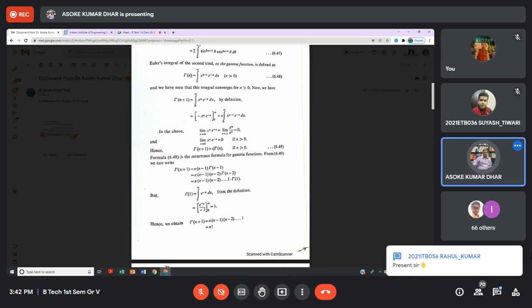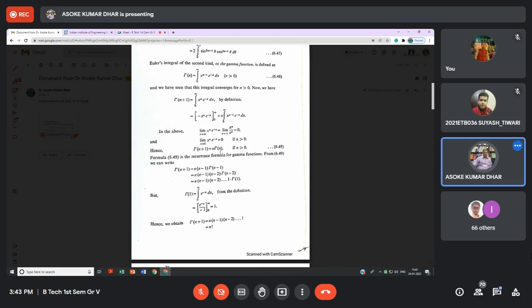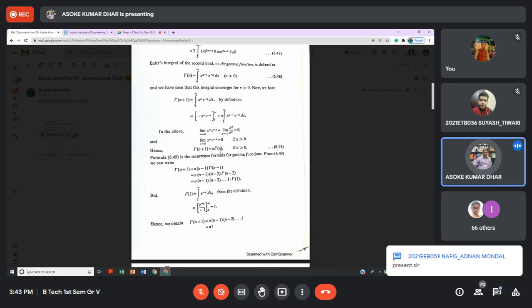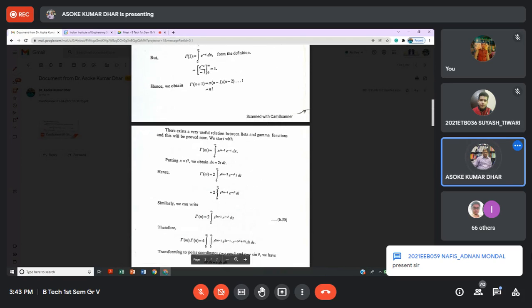Here n may be a fraction also. That is a rational number, either integer or fraction. There exists a very useful relation between beta and gamma function.